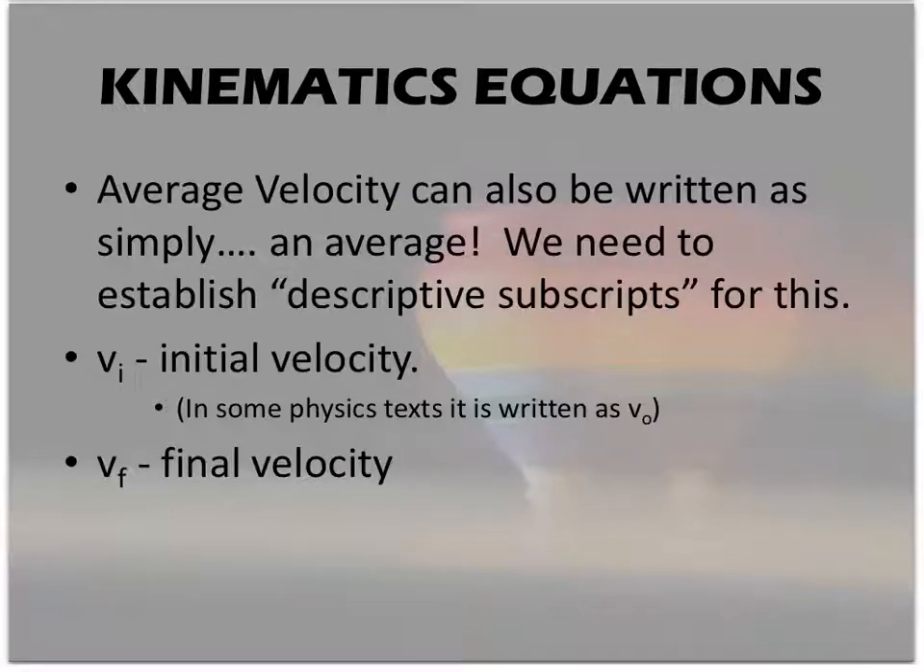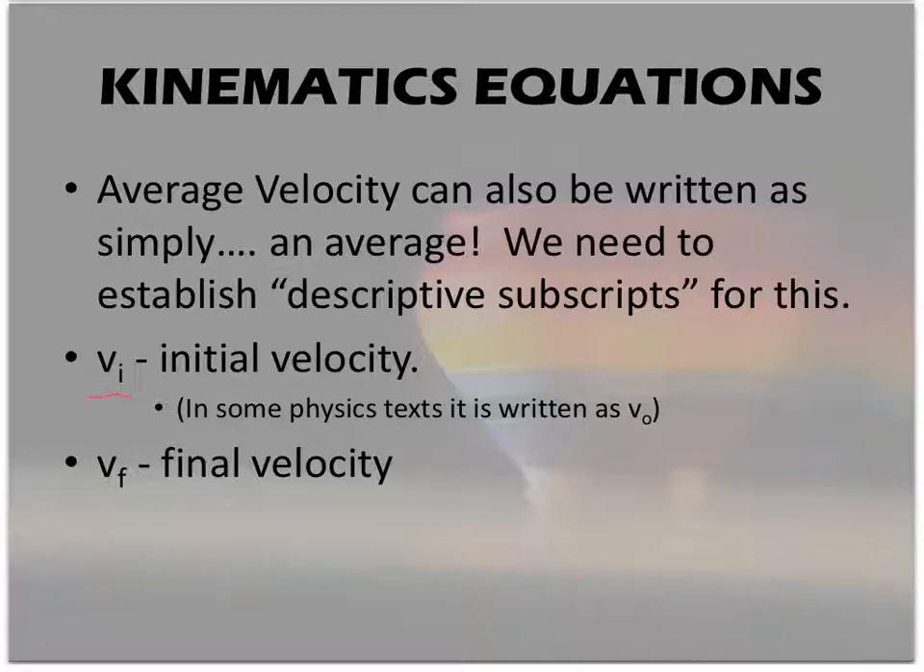Average velocity can also be written quite simply as an average. When you average something, you add up all of the things that you're averaging and divide by the number of things that you have. We need to establish some descriptive subscripts for this. So we have here Vi, where the i stands for initial, meaning a starting velocity.